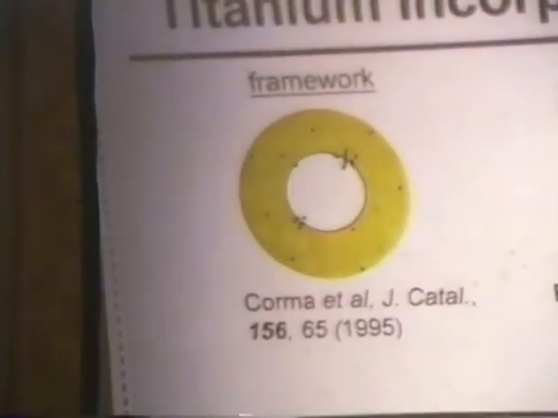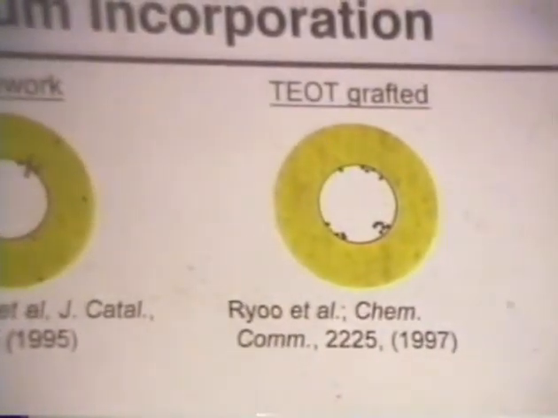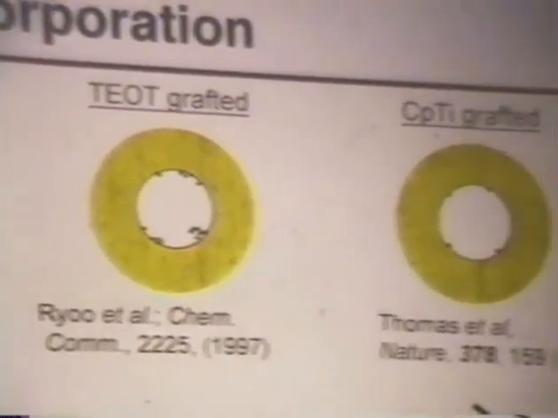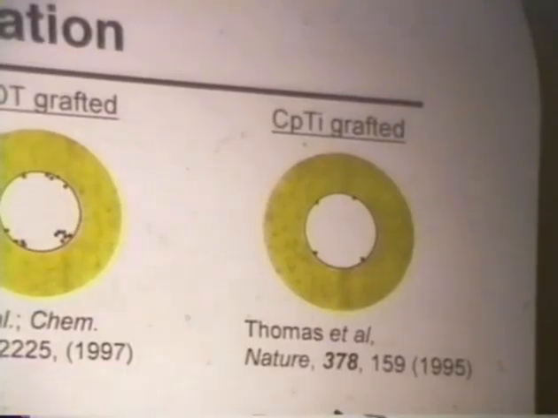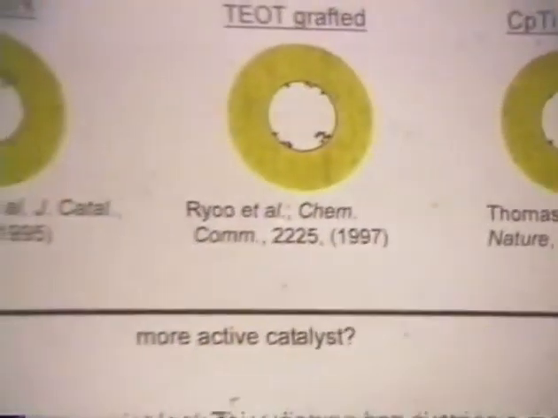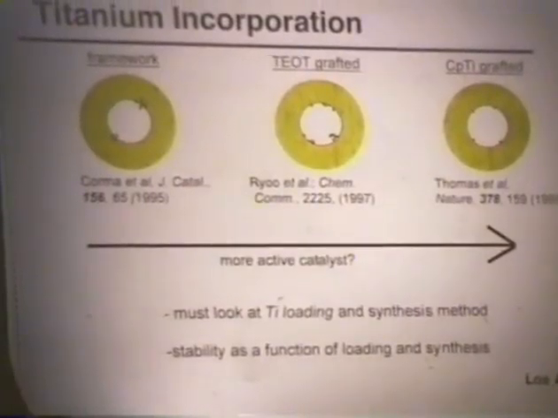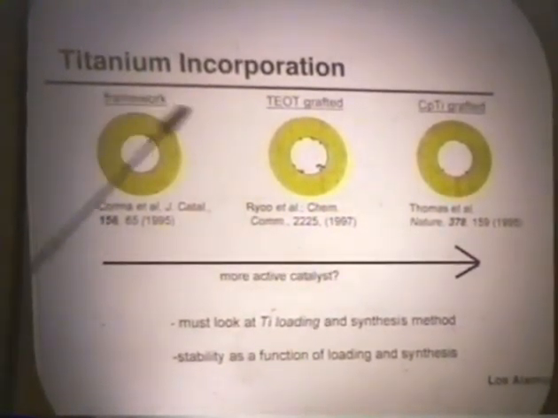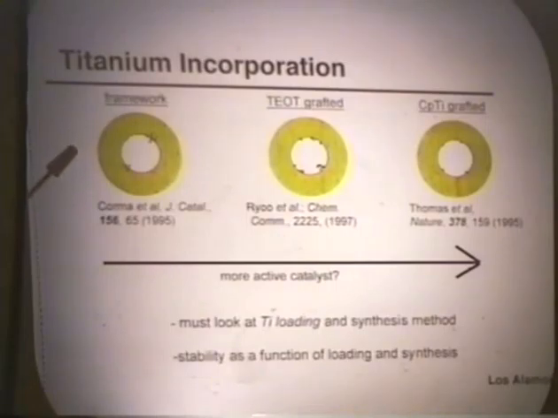A number of different routes have been used to prepare titanium in MCM41. MCM41, I'm sure you all know, is a bundle of soda straws where the walls of the silicate are amorphous and the holes are ordered. Corma first prepared this material using a framework synthesis where he involves titanium directly in the synthesis gel. In those cases, it's not unreasonable to think that some of the titanium, indicated by these little black dots, shows up in the framework of the material and is unavailable for reaction.